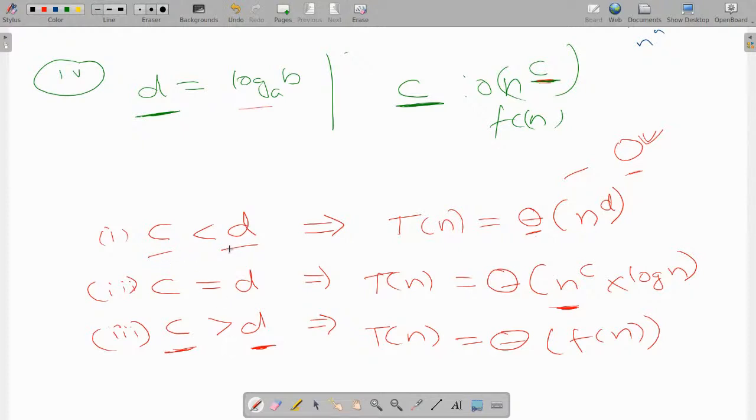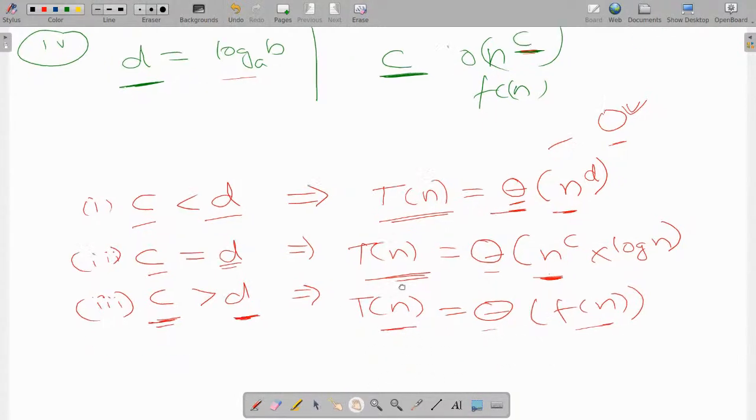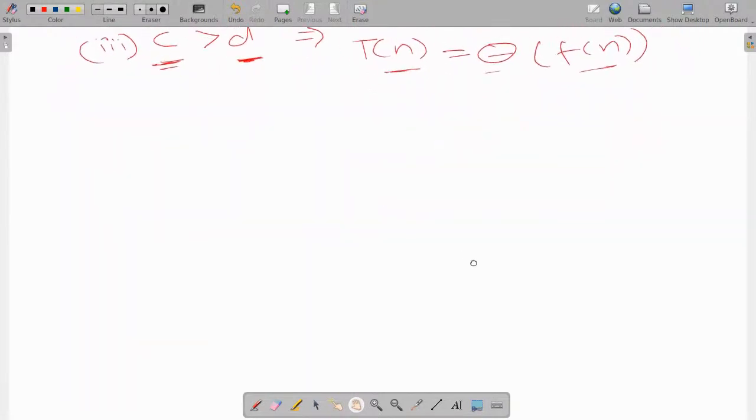If c is less than d, the final complexity comes out to be big O or theta of n power d. If c and d are equal to each other, then the final time complexity is theta of n power c into log n. If c is greater than d, then the final complexity comes out to be theta of the function of n. I think this should be clear.